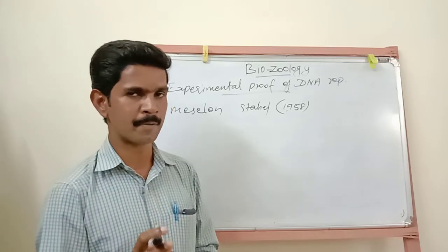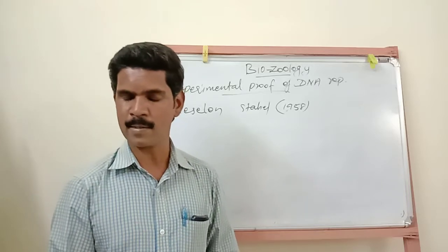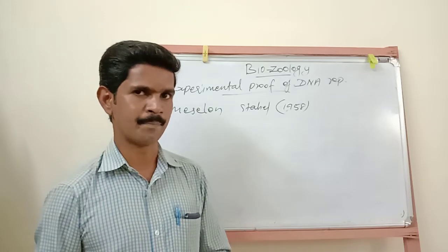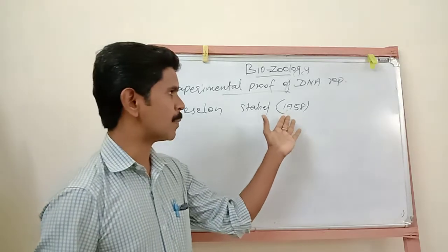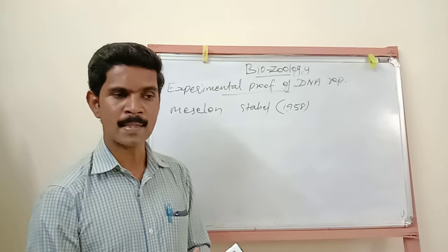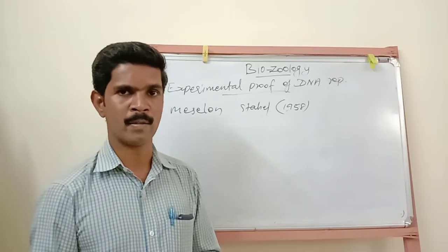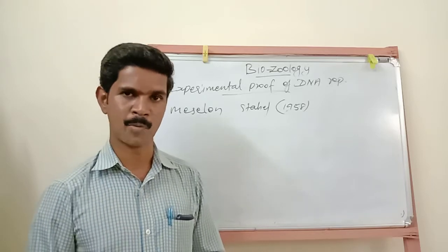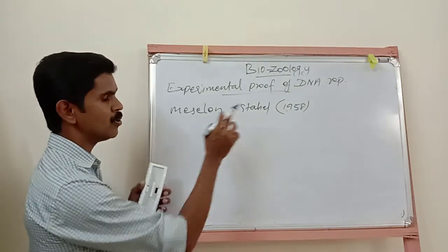Already I told you three types of replication processes are there: conservative, dispersive, and semi-conservative. Some differences are there between these three. They did an experiment in 1958 with the help of Escherichia coli bacteria. At the end of this experiment, they came to a conclusion that the semi-conservative replication process was the correct one. So listen very carefully. Now we are going to study the experiment done by these two scientists.